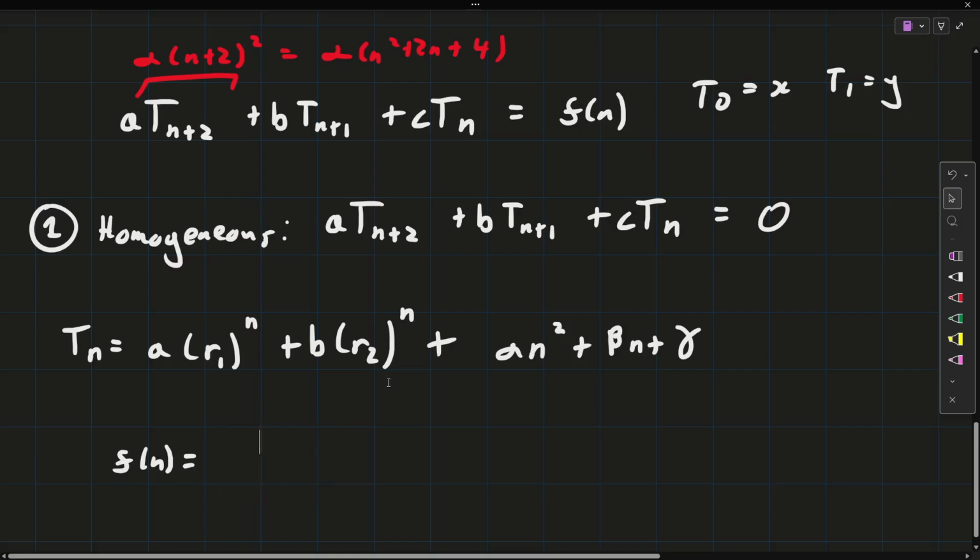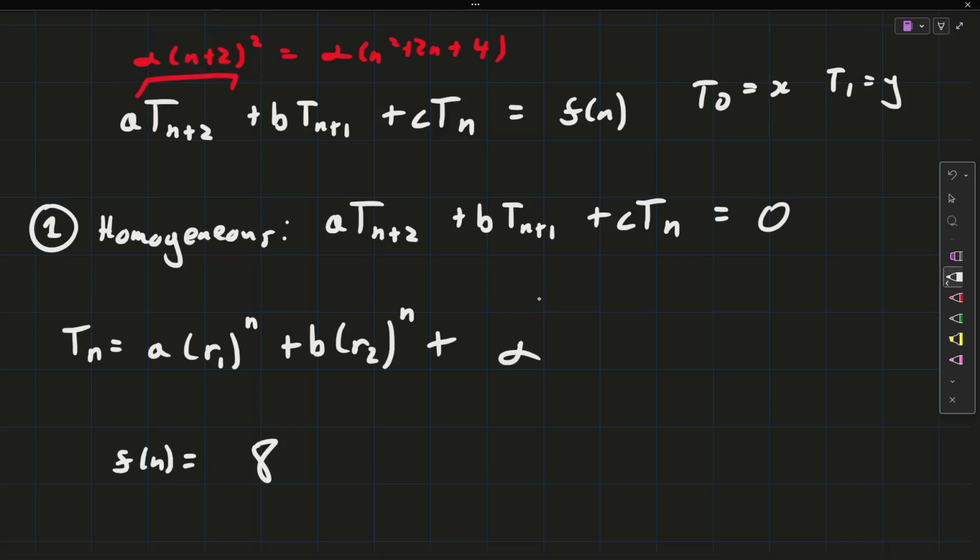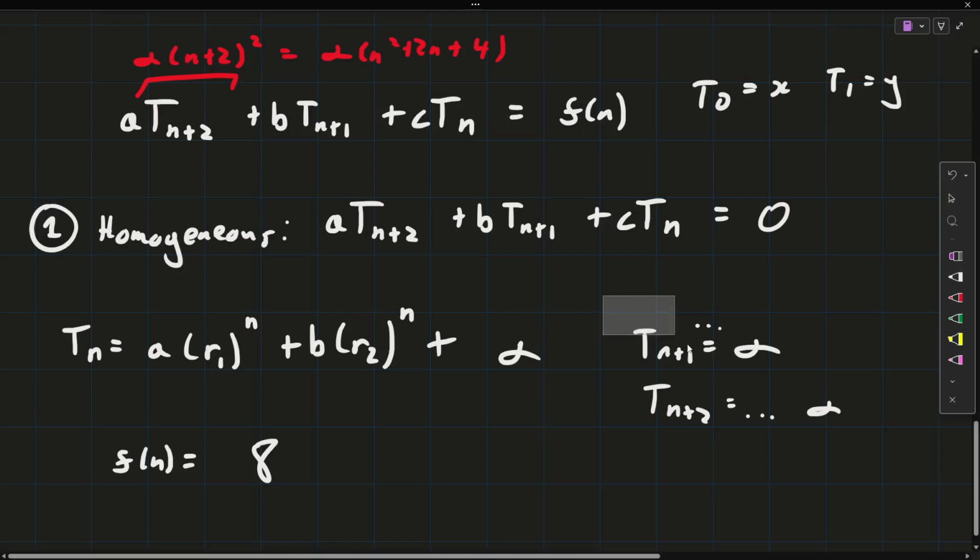The other kind of function we could have is a constant. So let's say if it was just 8. You know, in which case we would just add a constant. You can just call it alpha, and then you can just sub it in. So the way that works is, if it's just a constant, that means that t n plus 1 will still be the same constant. Well, it'll be all the other stuff plus that same constant, and t n plus 2 will be all that other stuff, plus, again, it's the same constant every single time.